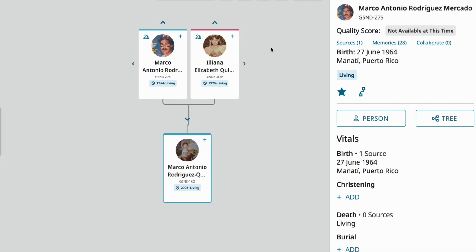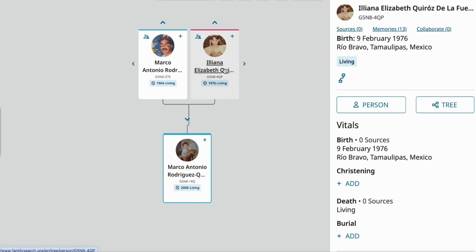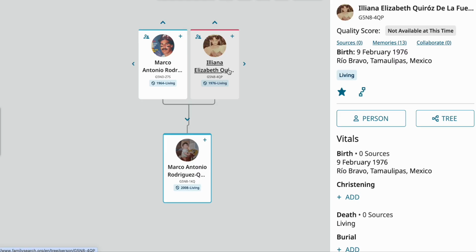He was born on June 27th of 1964 in Manatee, Puerto Rico. Then my biological mother, her name is Ileana Elizabeth Quiroz de la Fuente. She was born on February 9th of 1976 in Rio Bravo, Tamaulipas, Mexico. So now, we will start with the cleft chin.